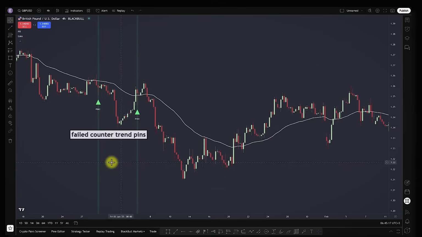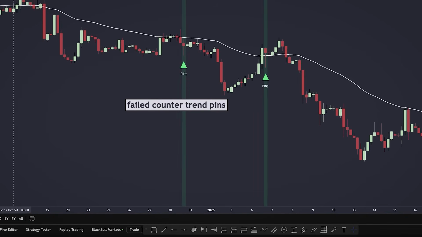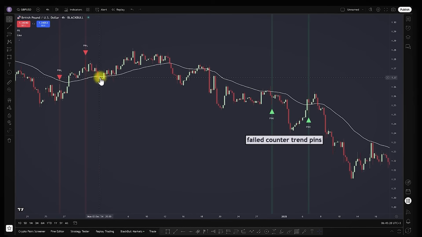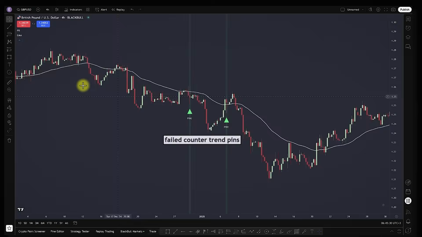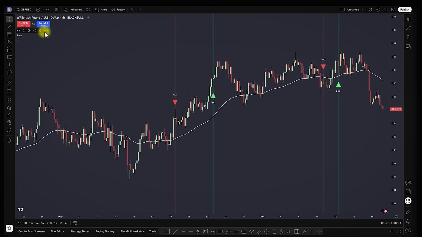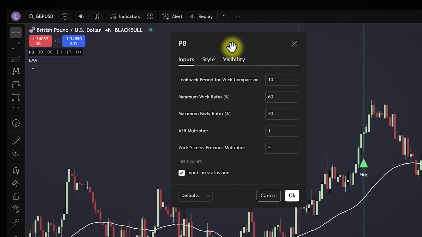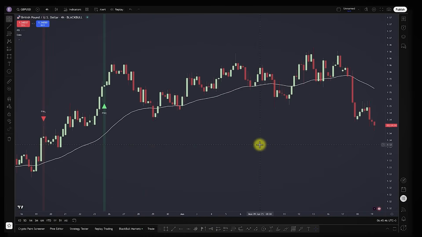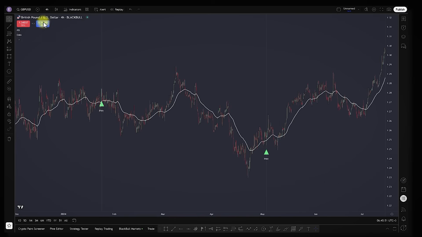Don't ignore pin bars in trends. Counter-trend pins at moving averages often mark perfect pullback entries. Trend-following pins at breakout points confirm continuation. The key is patience. Not every pin deserves a trade, but when location, volume, and context align, pin bars offer incredible risk-reward. The beauty of this indicator is that it eliminates the guesswork in pin bar identification.